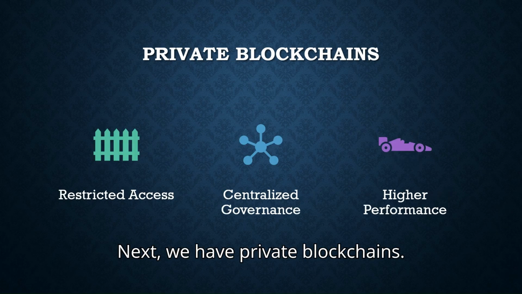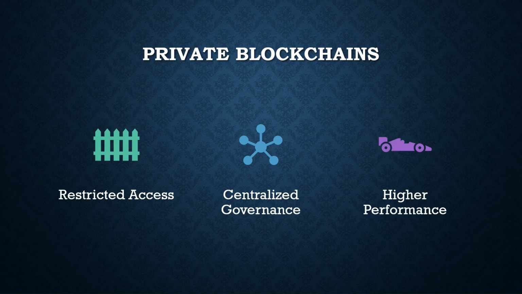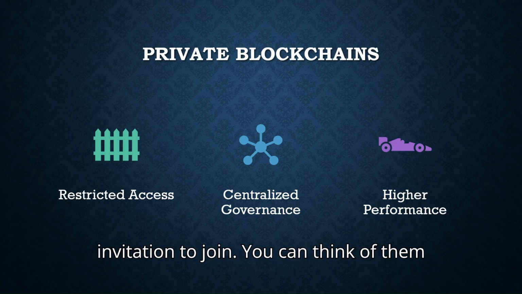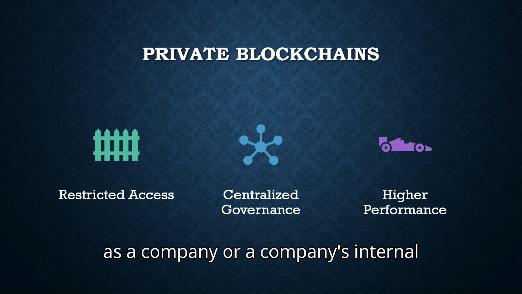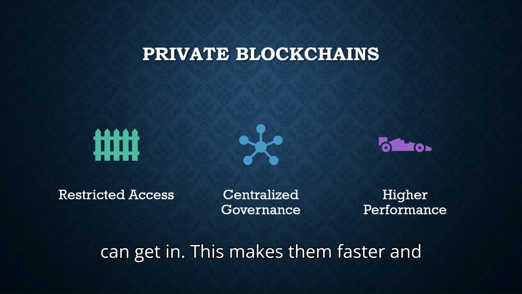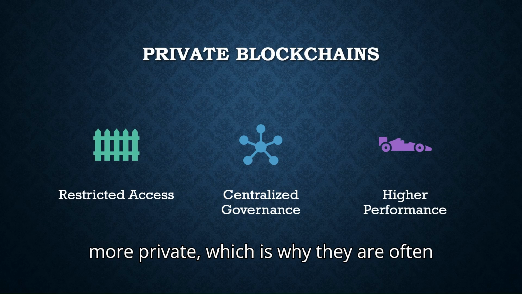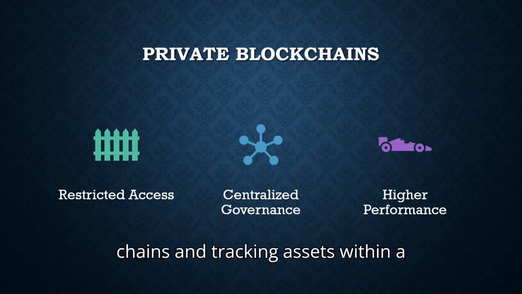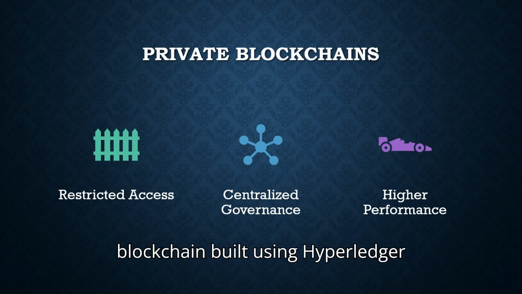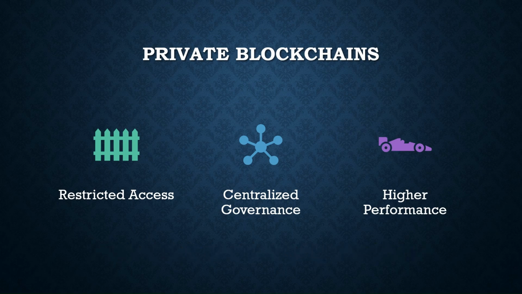Next, we have private blockchains. Unlike public ones, these are permissioned, meaning you need an invitation to join. You can think of them as a company's internal server. Only authorized people can get in. This makes them faster and more private, which is why they are often used for things like enterprise supply chains and tracking assets within a single company. A common example is a blockchain built using Hyperledger Fabric.